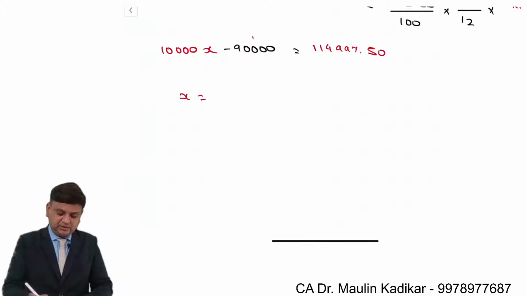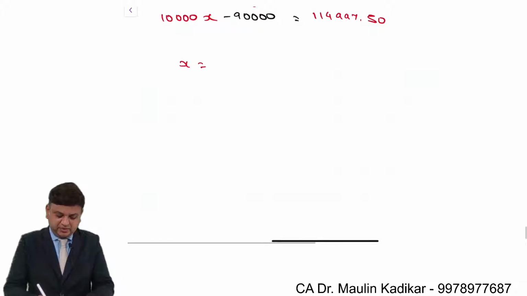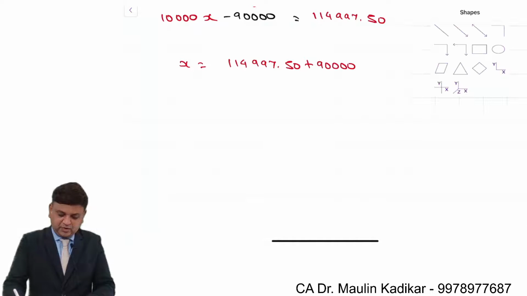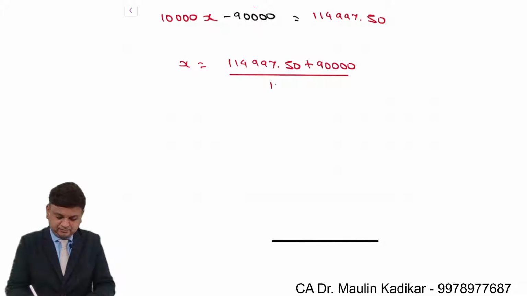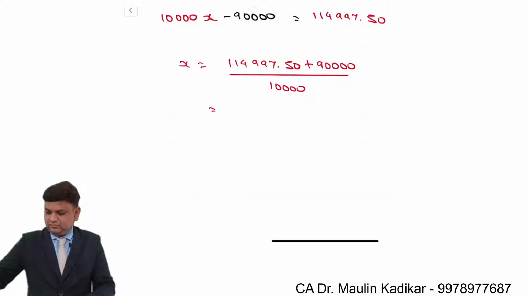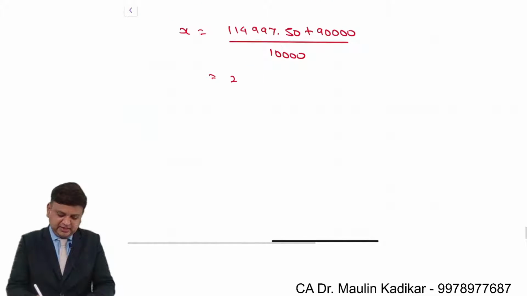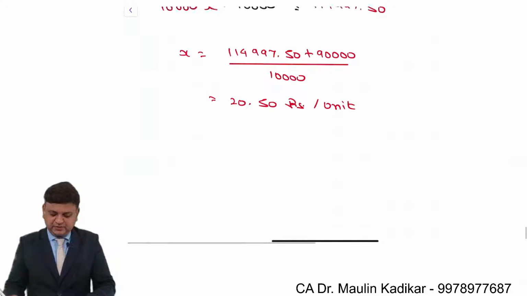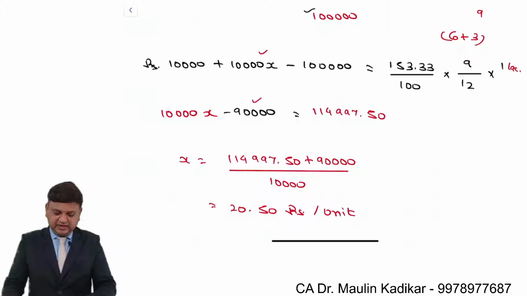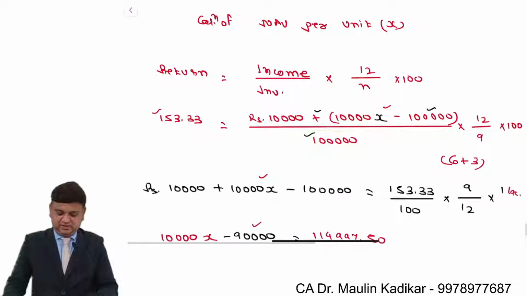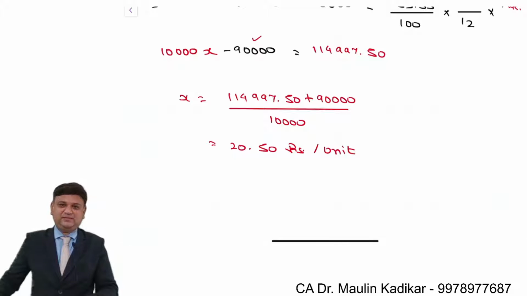So x is equal to, this 90,000 is transferred and it will become positive. 114,997.5 plus 90,000 whole divided by 10,000. And the answer is 20.449,975. So we can keep it 20.5 rupees per unit. This is the way we can make the computation of the NAV per unit, that is 20 rupees 50 paise.